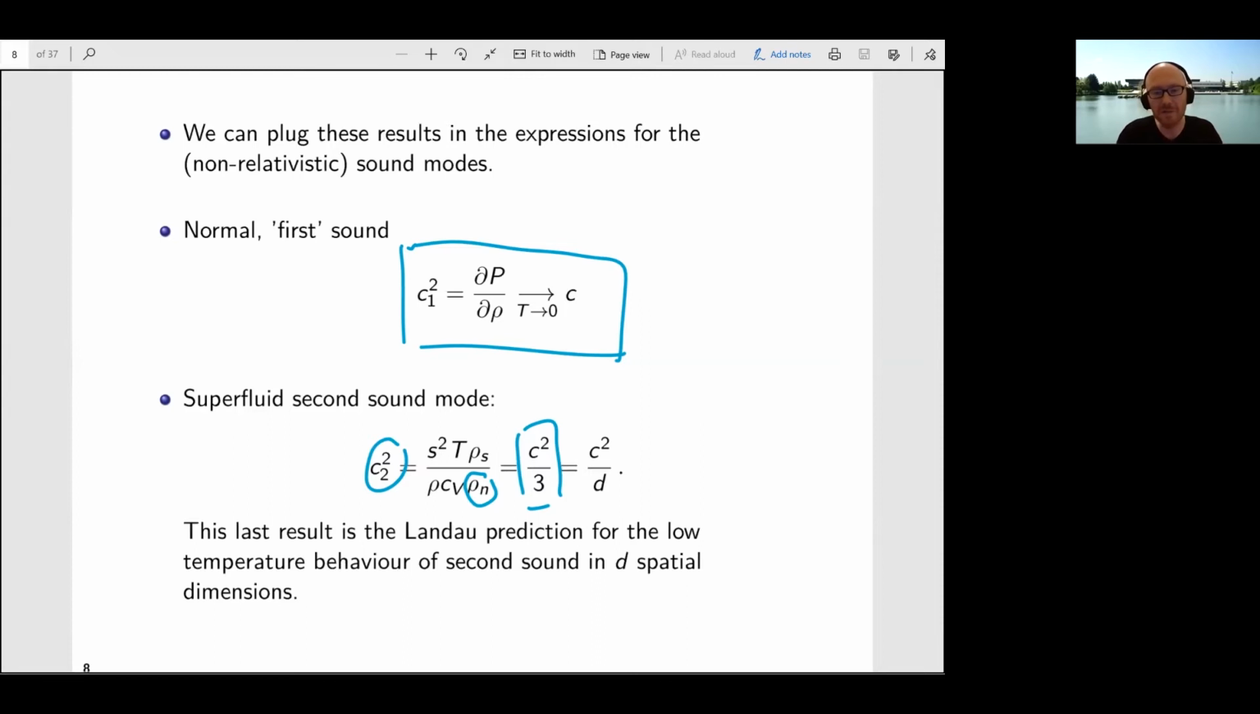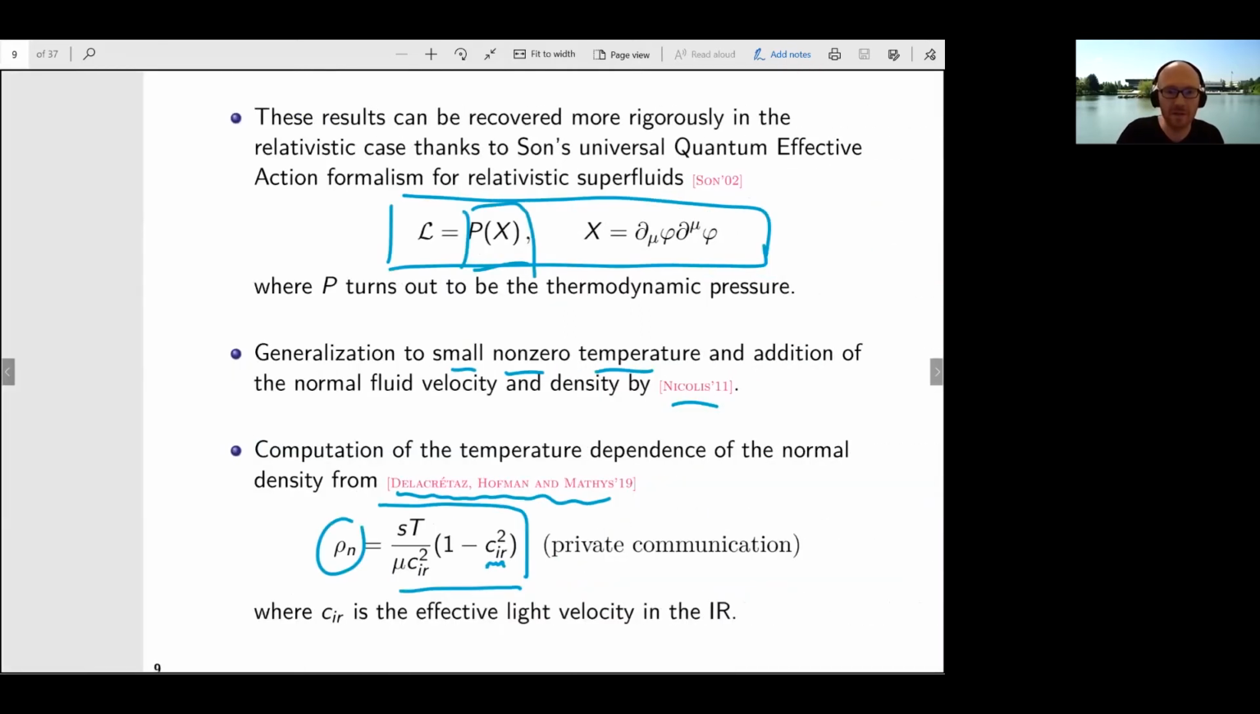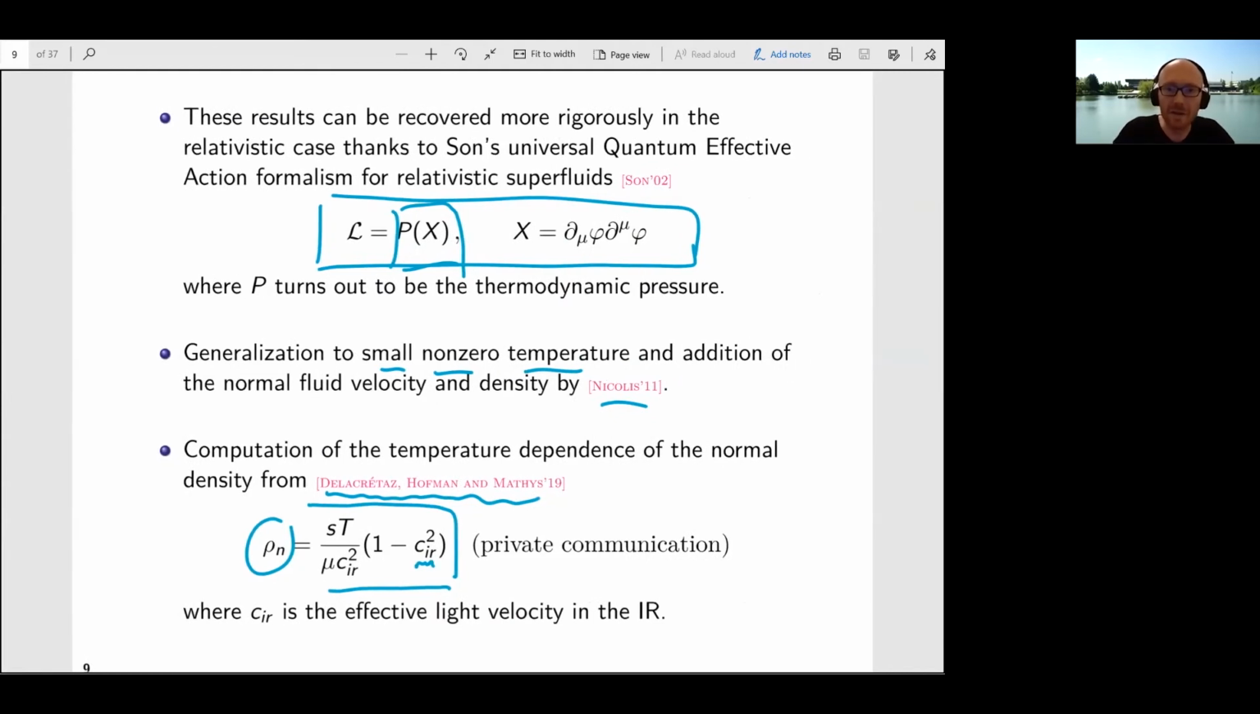Let me say it even differently. I think it's clearer here. Here you would start from this effective action. Here you're assuming Lorentzian boosts, so there's a speed of light. The speed of light I'm calling c_IR. The reason I'm calling it c_IR is that this is an effective theory, so it's an IR theory.